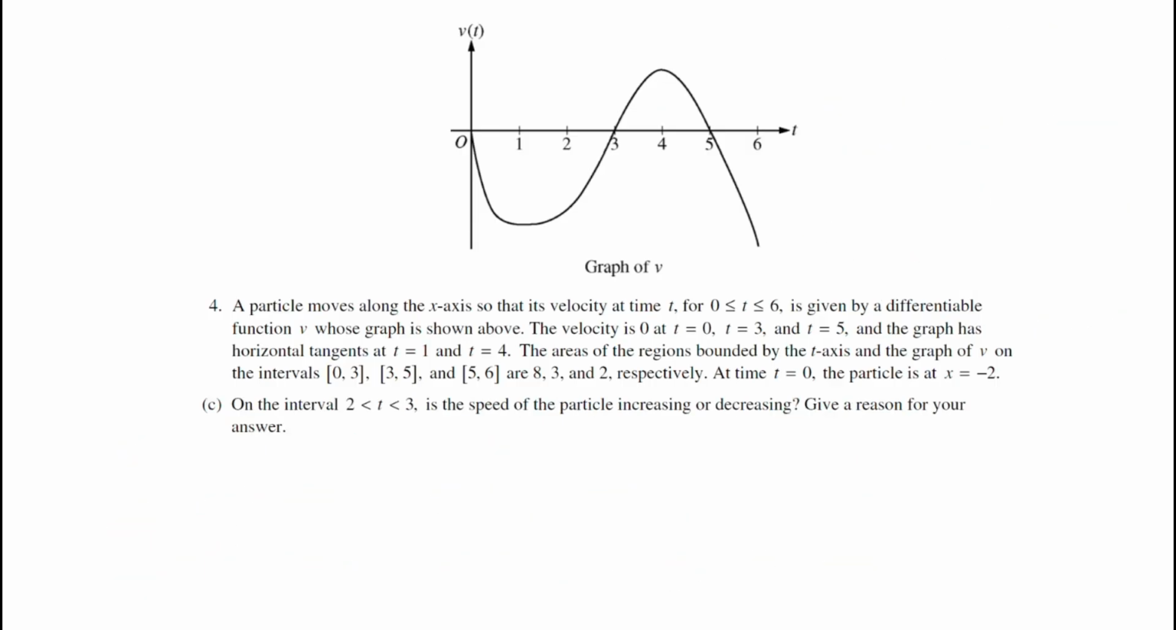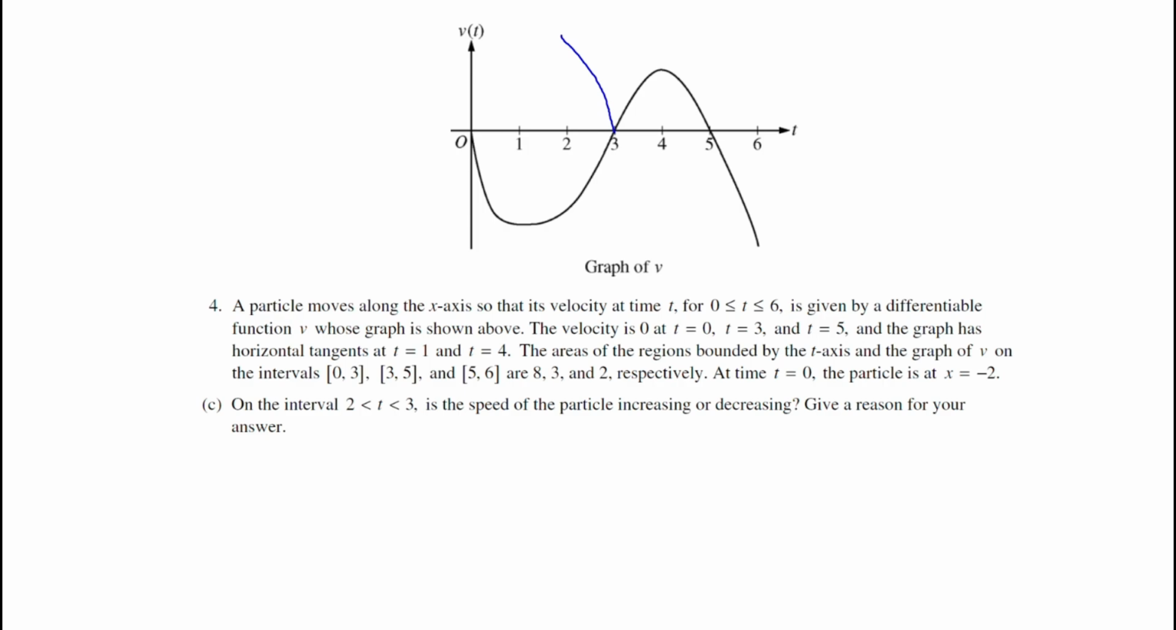In part C, we want to know on the interval from 2 to 3 is the speed of the particle increasing or decreasing? Well, speed is the absolute value of the velocity, right? And so the speed, we can think about it in two ways. If we think about the speed, we're going to have something that looks like this on the interval from 2 to 3, if we just took the absolute value of the portion from 2 to 3.